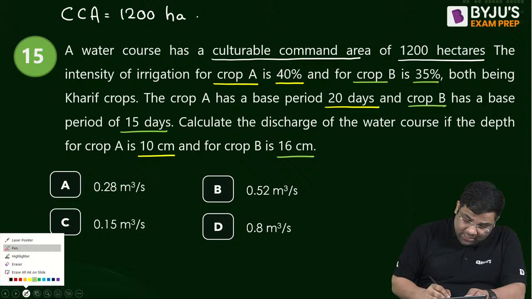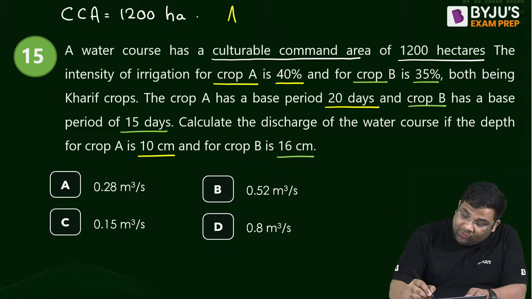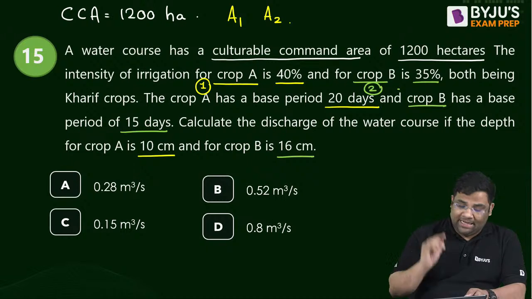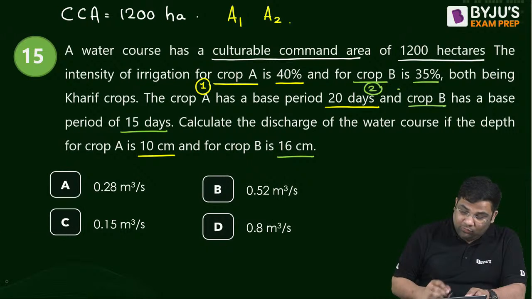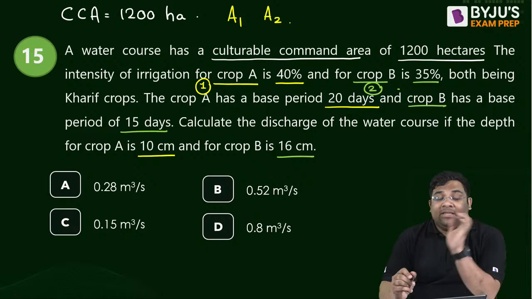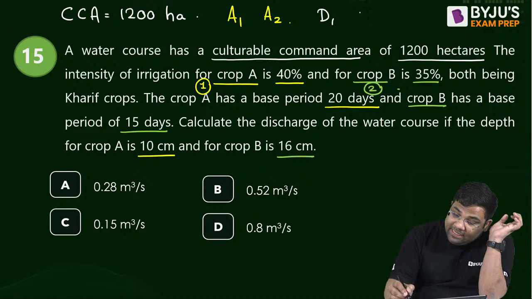Very easy. You find out area 1 and area 2. Suppose crop A I am giving number 1 and this crop B I am giving number 2. So find out area 1, area 2. Now see, the base period and depth is given, so you can find out D1 and D2.